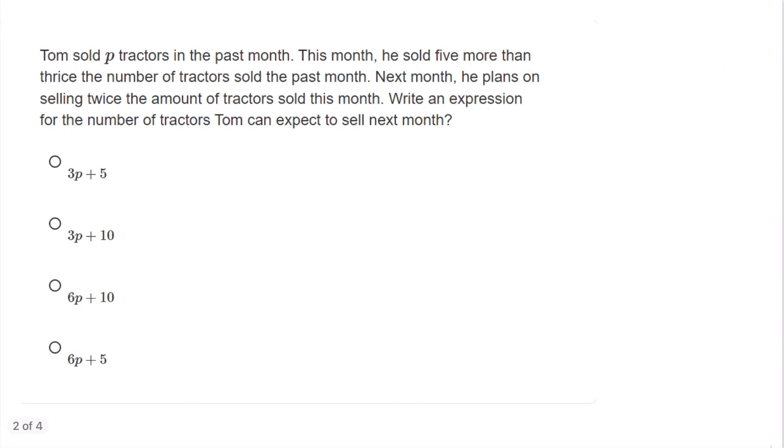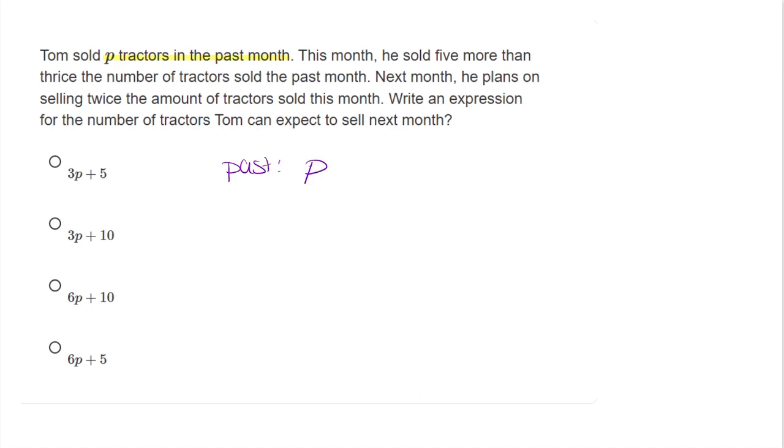Here it says Tom sold P tractors in the past month. This month he sold 5 more than thrice the number of tractors sold in the past month. Next month, he plans on selling twice the amount of tractors sold this month. Write an expression for the number of tractors Tom can expect to sell next month. So lots of information here, so let's go ahead and organize this all. So we have P tractors in the past month, right? So we know in the past month, he sold P tractors.